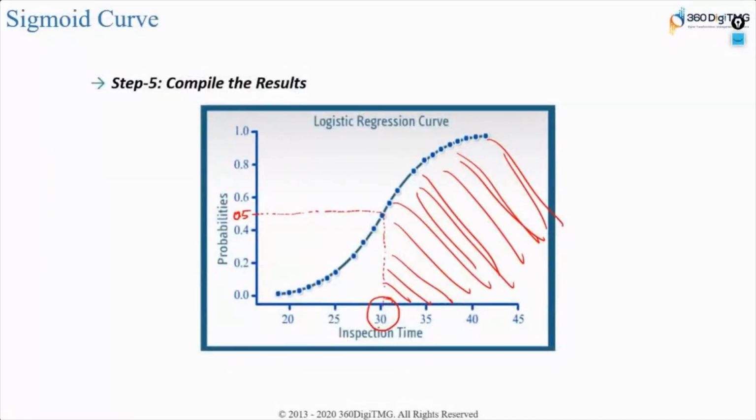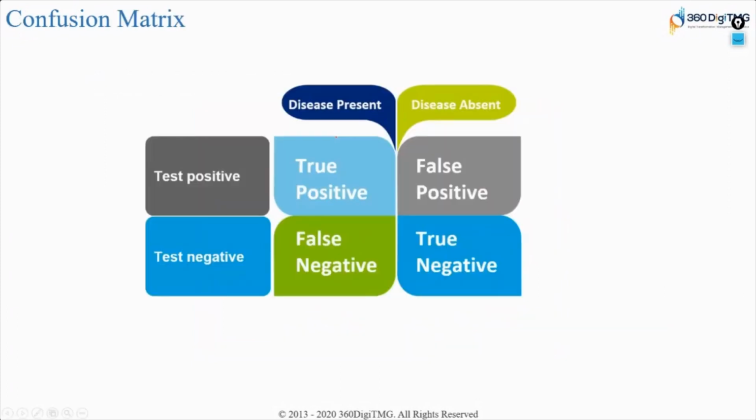Okay, 50% is there, 30 minutes. Okay, 20 minutes means it'll be what? Almost 10% or so. Only 10% you'll be able to find in that way.